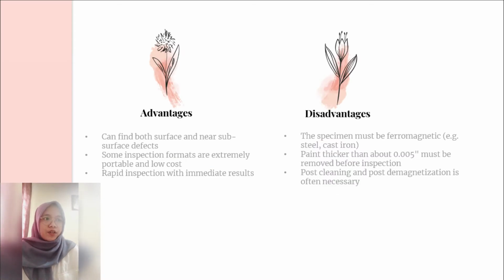The advantage of MPT is that it can find both surface and near subsurface defects. Some inspection formats are extremely portable and low cost. It offers rapid inspection with immediate results, while the disadvantage is that the specimen must be ferromagnetic, and paint thicker than about 0.05 inches must be removed before inspection. Post-cleaning and post-demagnetization is often necessary.